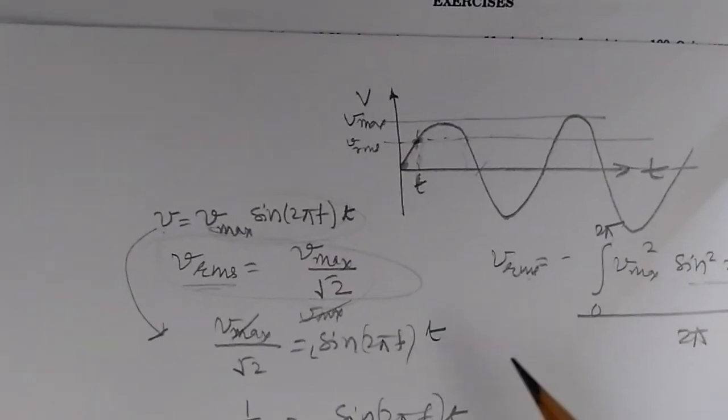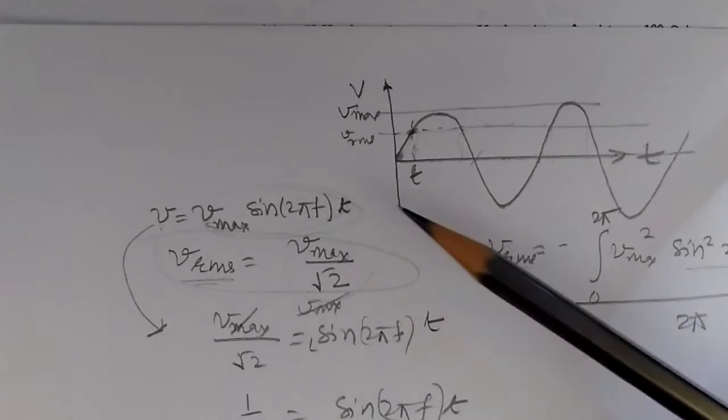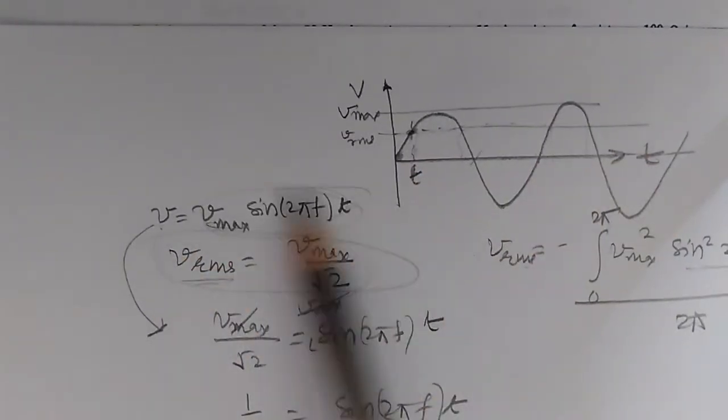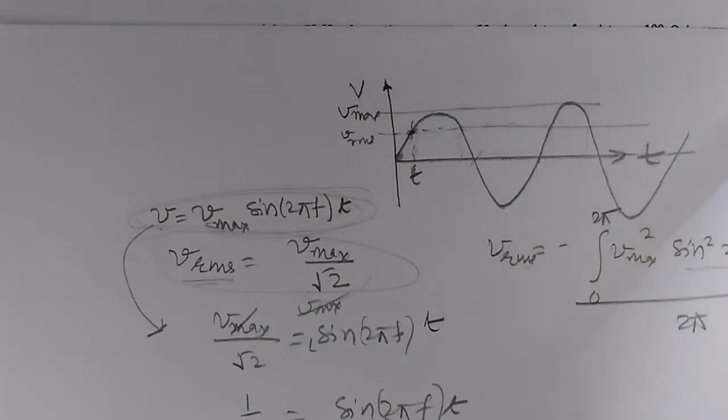So this is a simple problem. You just need to know how the alternating current can be represented in terms of voltage, and you can solve it very easily.